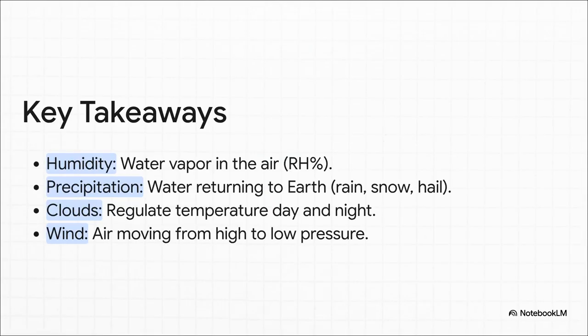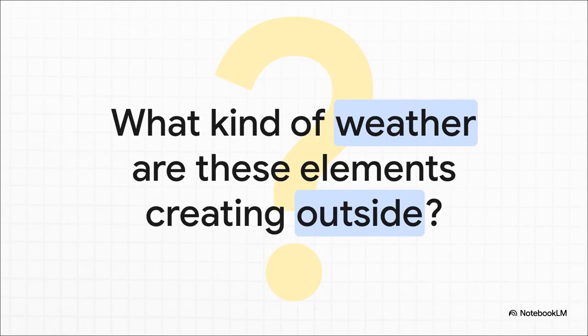Okay, so let's do a quick recap. Humidity is the moisture in the air. When that moisture gets too heavy, it falls as precipitation. Clouds act as the planet's thermostat. And all of it gets moved around by wind, which is just air flowing from high to low pressure. See? Simple. These four elements are always interacting, always creating the daily weather that you and I experience.